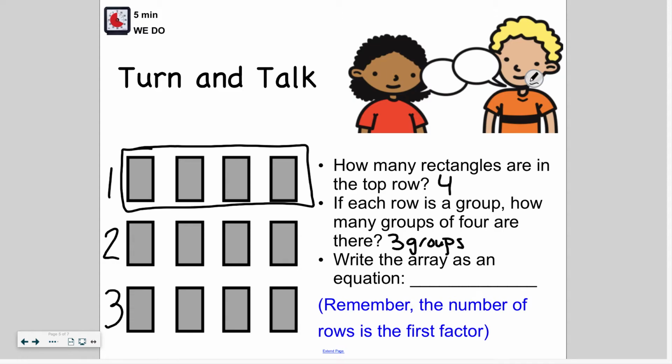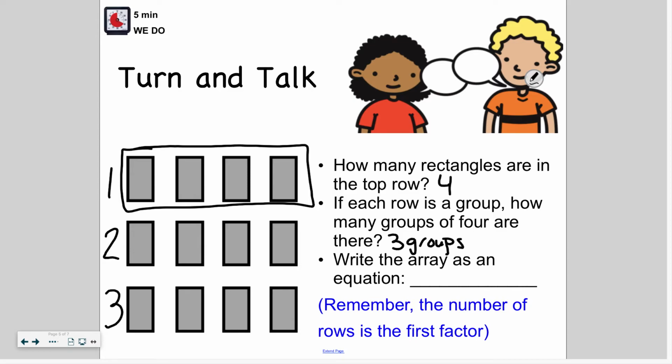And lastly, I want to write this array as an equation. Remember, the number of rows, so how many rows we have, is going to be the first number, the first factor in our equation. So go ahead and write down your equation, and then we'll test and check.